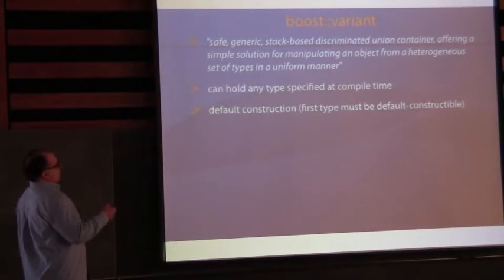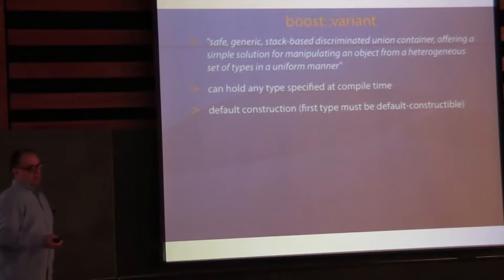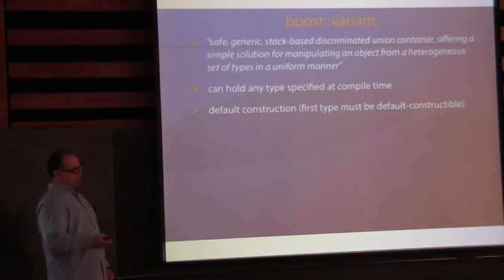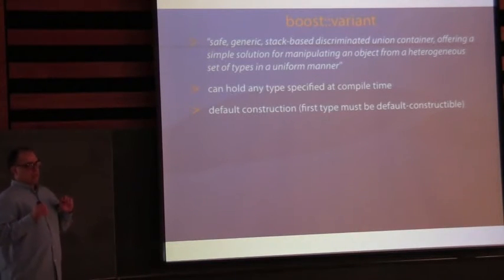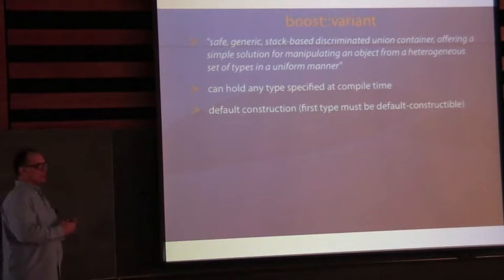The constraint is that the first type must be default constructible. So if you don't assign any value to it at the declaration point, then it will default construct the first type. So the first type has to be default constructible. And it also has this guarantee of being never empty. And that's really a hairy problem. We'll discuss a little bit more about it later.